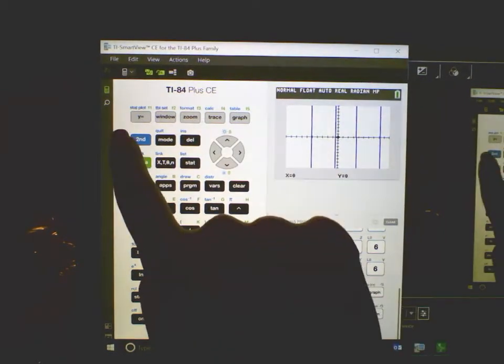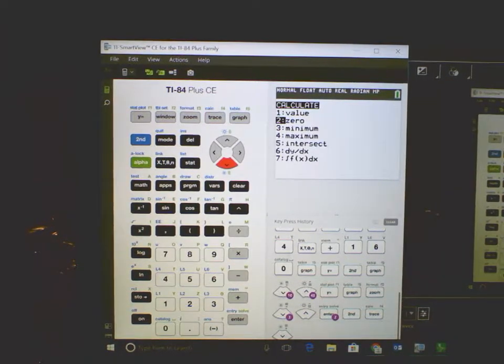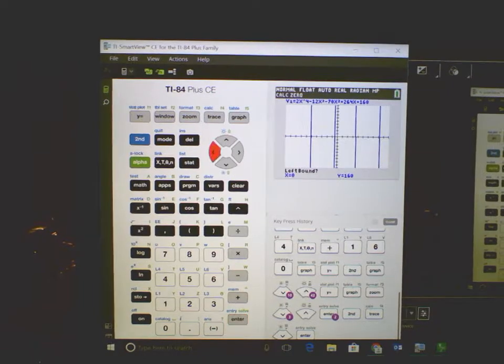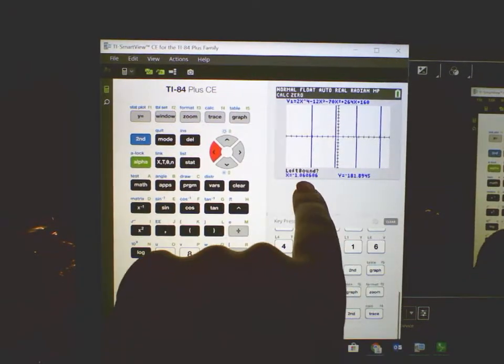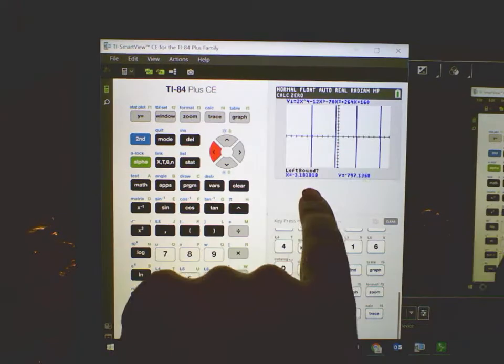So what I can do is go to second trace. I'm looking for my zeros, so it asks me for my left bound. For the left bound, I'm looking for when y is about negative 5-ish.